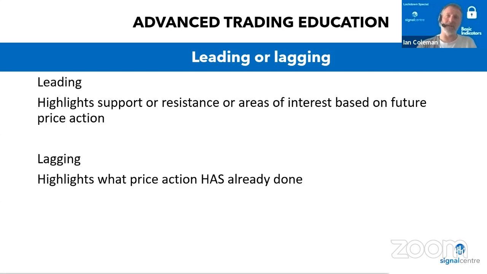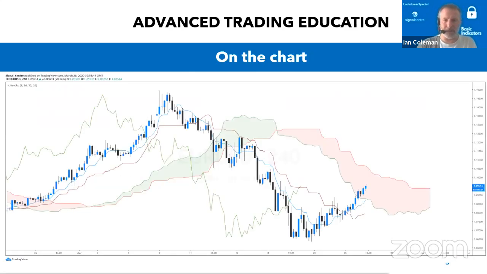Elliott wave is a leading tool because it shows us possibly where the fifth wave is going to go, or the third or the fourth wave. And as such, obviously, fib levels are leading indicators. So we've either got leading or lagging. Leading highlights support and resistance, or areas of interest based on future price action. Lagging highlights what price action has already done. So lagging indicators, well, we're going to discuss a few here, so let's get on to them.